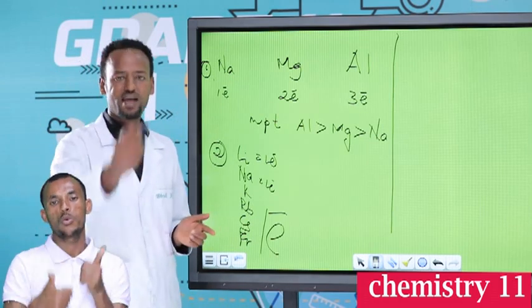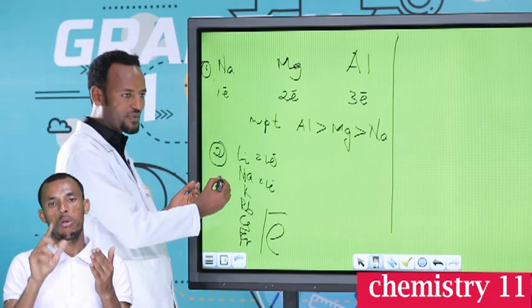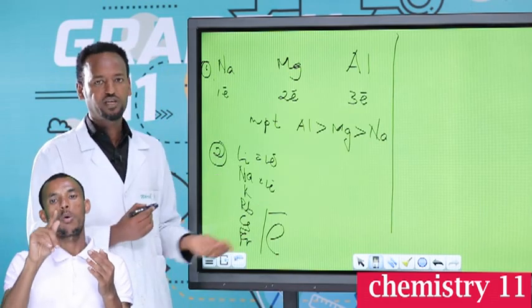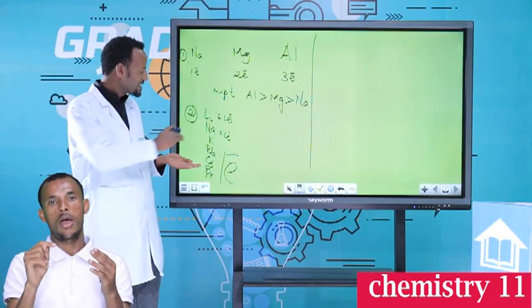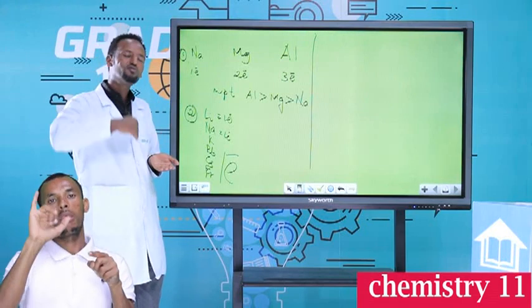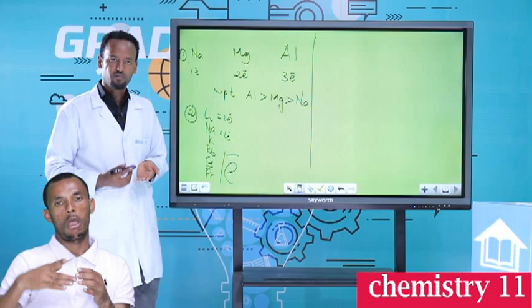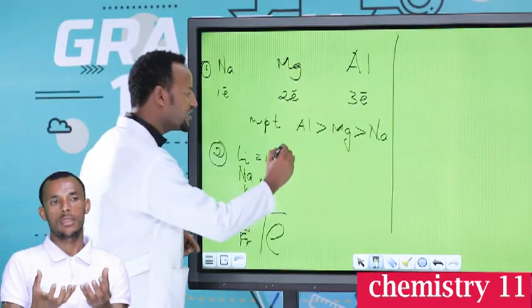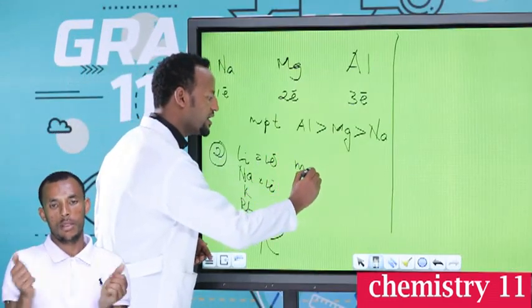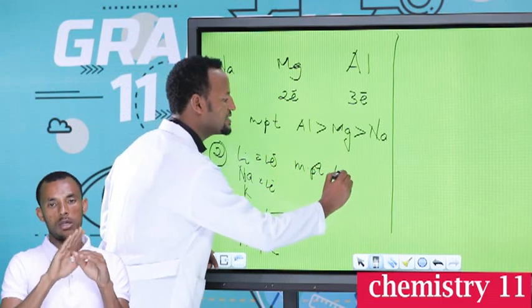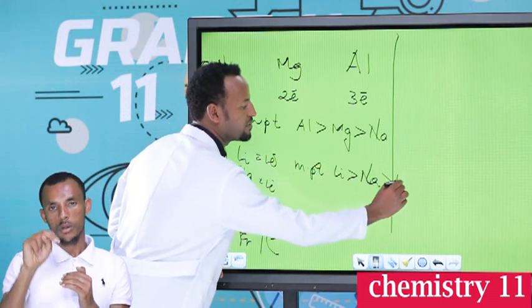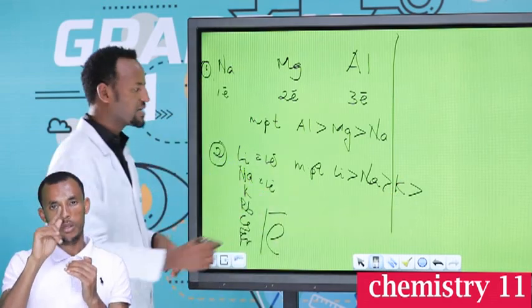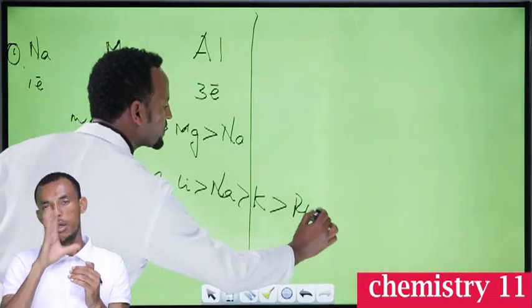Which one has the smaller size? Is it lithium, sodium, potassium, or rubidium? You know the periodic table properties. Lithium is the smallest in size. The smaller the size, the higher the melting point. Therefore, in melting point, lithium is greater than sodium, sodium is greater than potassium, potassium is greater than rubidium, and so on.